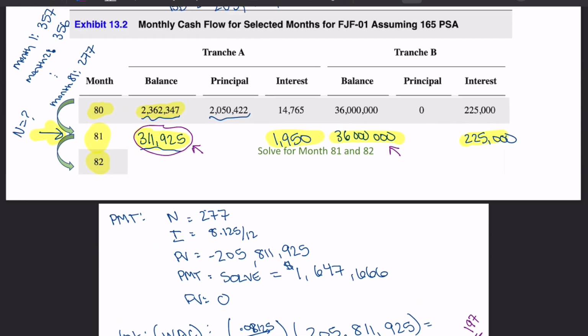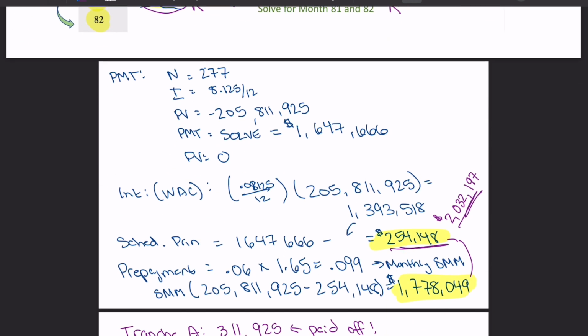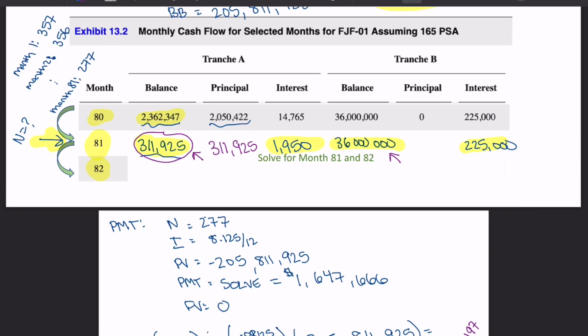Let me fill in these numbers in the table real quick. So principal going towards A, we're paying that one off fully. And because the scheduled principal plus the prepayment was significantly larger than the amount we needed, now we can pay down part of B. So B ends up getting paid down by $1,720,272.